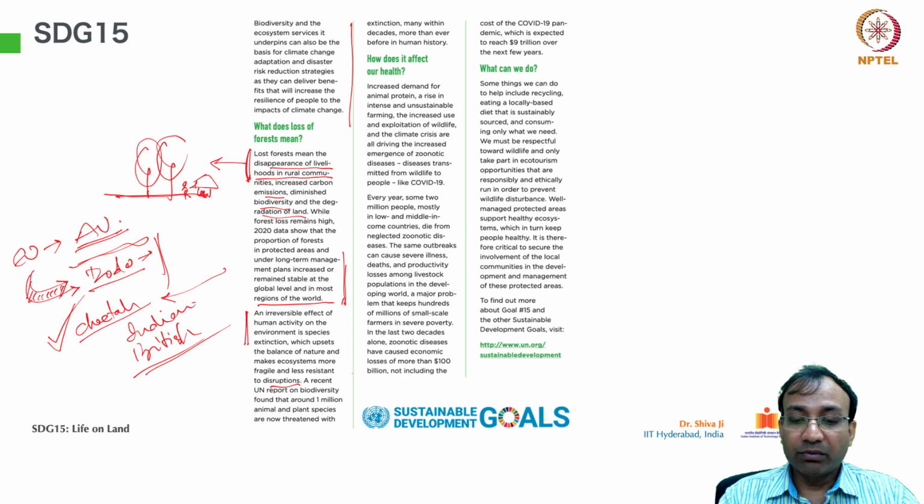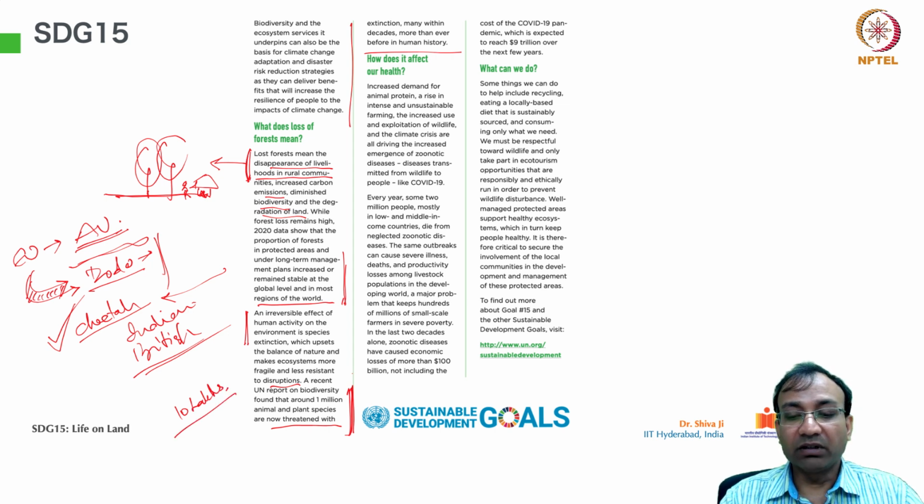A recent UN report on biodiversity found that around 1 million animal and plant species are now threatened with extinction, many within decades, more than ever before in human history. So 1 million. So now you have the number, you know. In just a few decades, 1 million, that means 10 lakh, species of plants and animals and insects and all combined are going to get extinct.